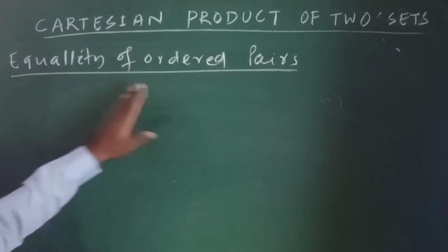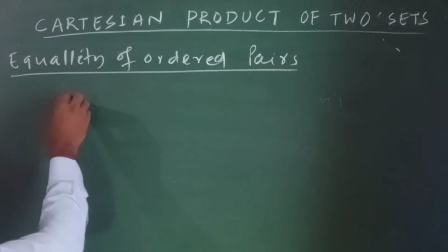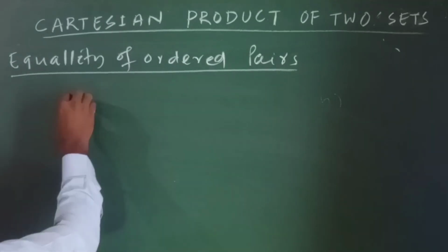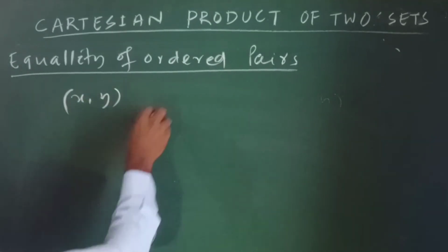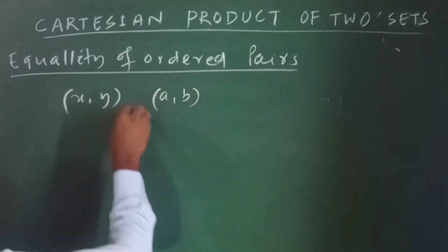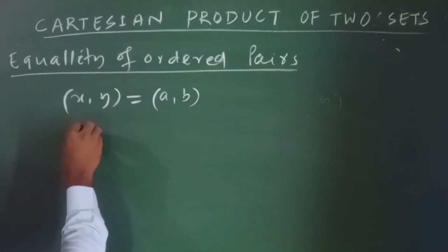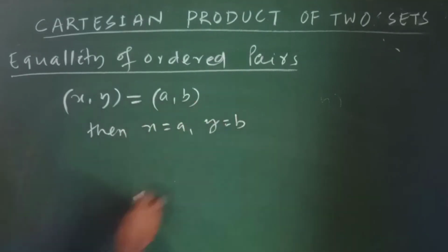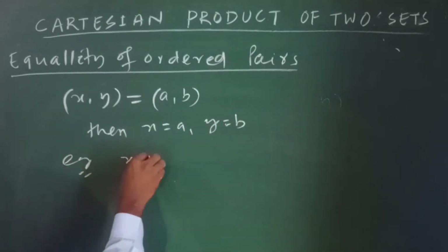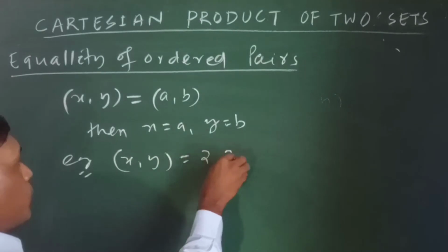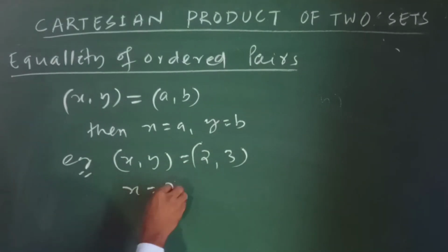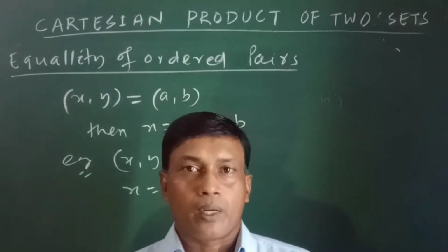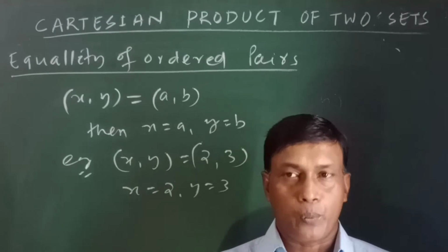So now is the equality of ordered pairs. Two ordered pairs are said to be equal if their corresponding components are equal. That means suppose we have an ordered pair (x, y) and another ordered pair (a, b). If these two ordered pairs are equal, then we have x is equal to a and y is equal to b. Suppose we are given (x, y) is equal to (2, 3). Then x is equal to 2 and y is equal to 3. So two ordered pairs will be equal if their corresponding elements are equal.